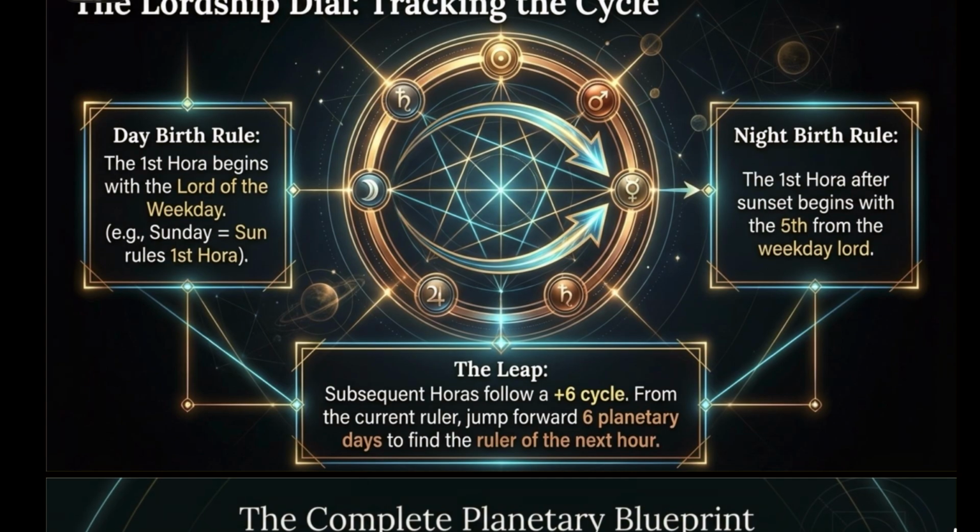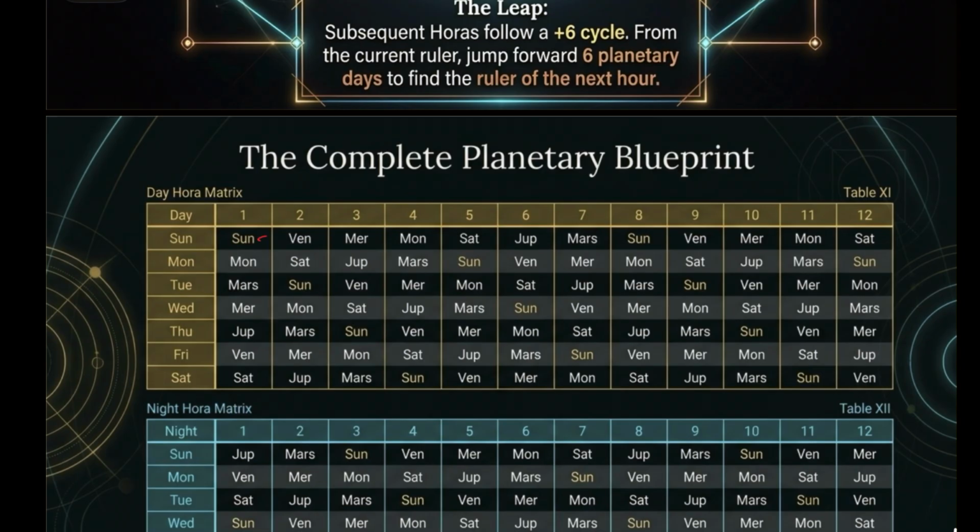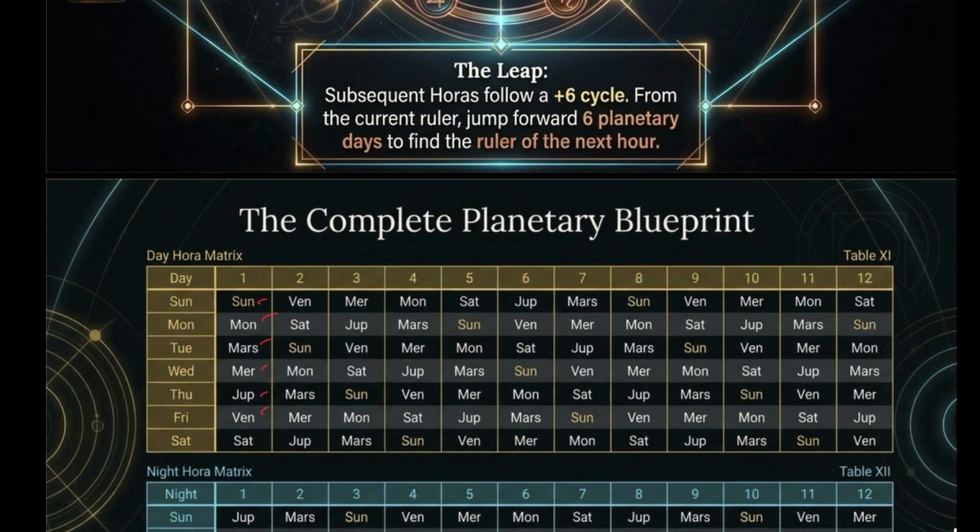To calculate the Hora, this is the basic rule. The Lord of the day will get the first Hora of the sunrise. If it is a Sunday, then the first Hora will be of Sun. Second Hora will be plus 6, means from Sunday, 1, 2, 3, 4, 5, 6. So Venus will get the second Hora. So here on Sunday, Venus is getting the second Hora. Similarly, from Venus 6, 1, 2, 3, 4, 5, 6, Mercury will get the Hora, and so on.